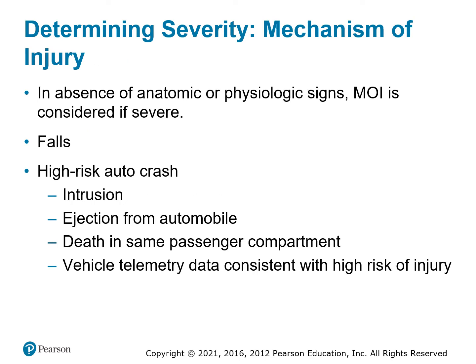Let's say that your patient hasn't met the physiologic criteria or the anatomic criteria. The next thing that we need to look at is the mechanism of injury. So if there is a severe, significant mechanism of injury, then it's also going to raise your level of suspicion of potential severe injuries to the patient. So any falls of a significant height, any high-risk auto crashes, which would include intrusion, generally speaking, of greater than 12 inches into the passenger compartment.